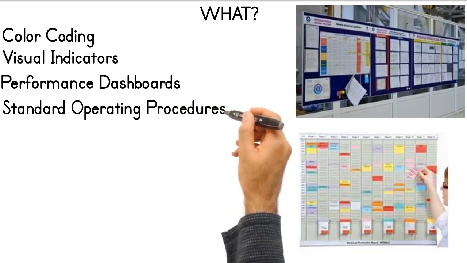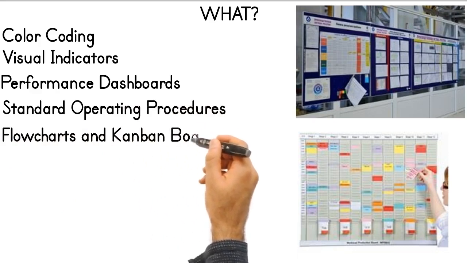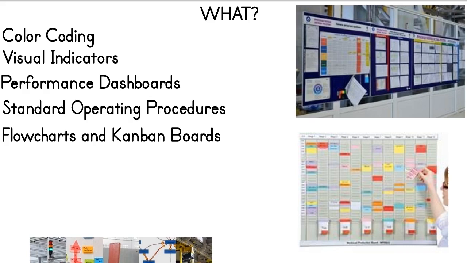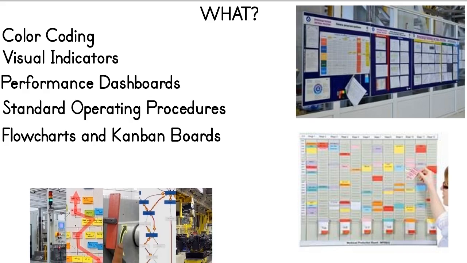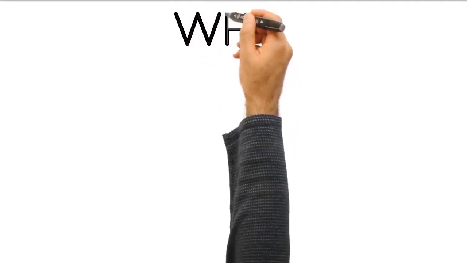Standard operating procedures. Posting clear visual guides for how tasks should be performed to maintain consistency. Flowcharts and Kanban boards, used in production or project management to track workflow and prioritize tasks. Who is involved in visual management?